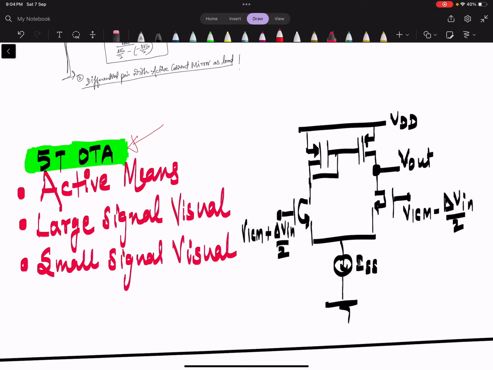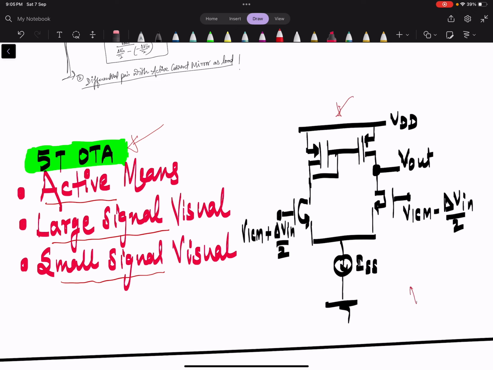Hello, in this video we will see the 5 transistor OTA and a few of the concepts, like what is the meaning of active current mirror. Second, we will visualize the large signal analysis and also the small signal analysis. So in this video we will be going in a very crisp way of analyzing the 5 transistor OTA.